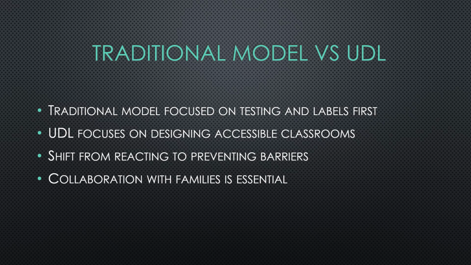UDL, though, shifts this focus towards designing classrooms that are accessible from the beginning. Instead of asking students to adapt to one teaching method, UDL encourages teachers to adapt learning environments to support their learner variability. This proactive approach reduces barriers before they become major problems. For example, instead of only providing audio supports to one student after difficulty is identified, teachers may provide audio options for all students from the start. This normalizes accessibility tools and reduces stigma.